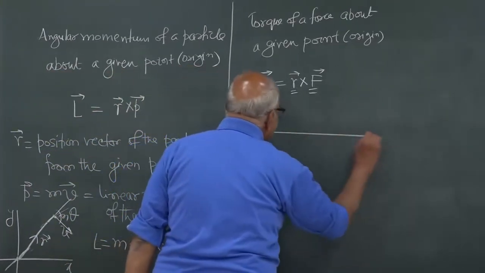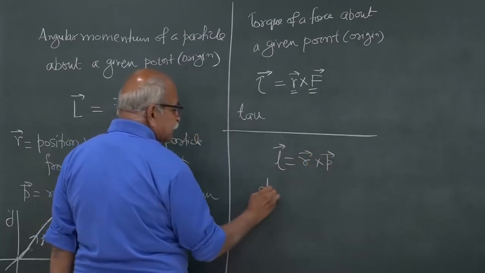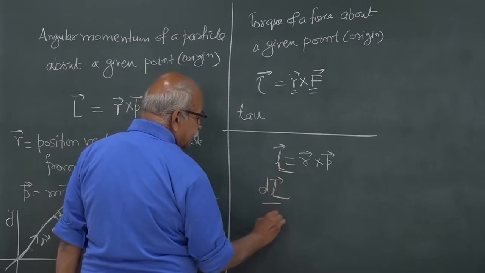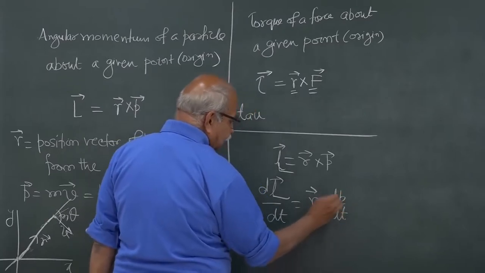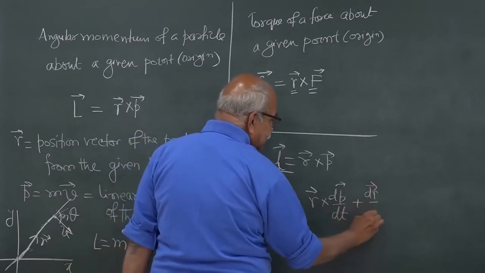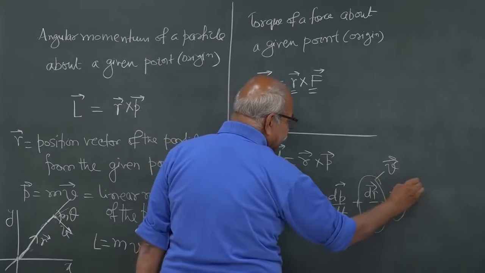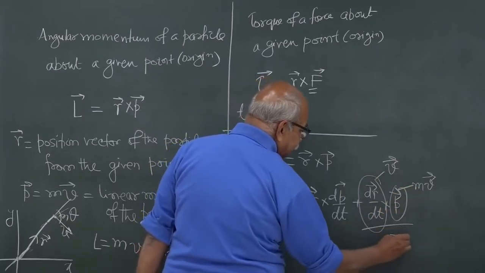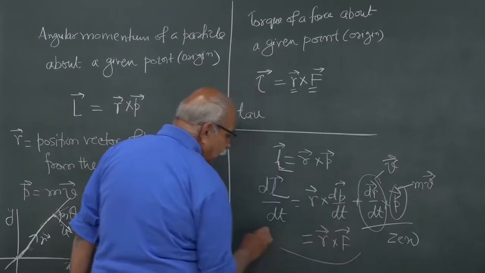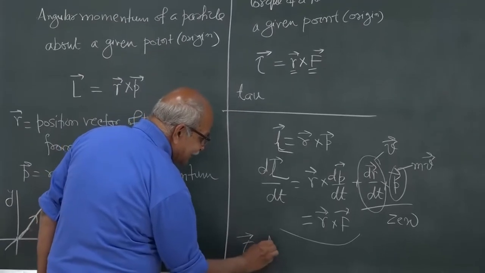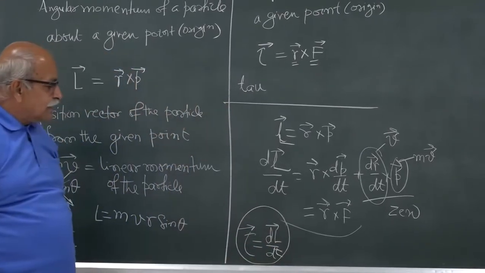And very interestingly, if you use L is equal to R cross P and differentiate with respect to time, dL/dt will be R cross dP/dt plus dR/dt cross P. Now, dR/dt is the velocity vector and this P is mass times the velocity vector, so the cross product is 0, and dP/dt is F, so it is R cross F. That means torque is equal to dL/dt. For a single particle, we get this very simple equation, torque is dL/dt.